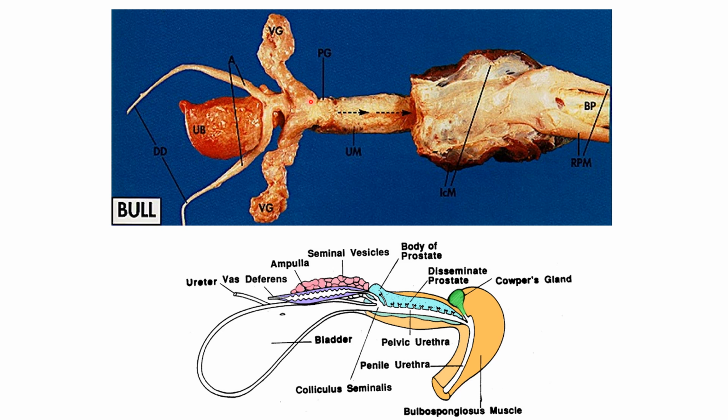Then it will pass through the accessory sex gland, the VG, vesicular gland, or the seminal vesicle. Then it will pass through the pelvic part of the urethra. Then we have here the PG, the prostate gland, the body of the prostate, and the disseminate part of the prostate, which is located under the UM or the pelvic urethral muscle. Then it will pass through the Cowper's gland, also known as the bulbourethral gland, which is found beneath the bulbospongiosus muscle. We also have another associated structure, the RPM or the retractor penis muscle.